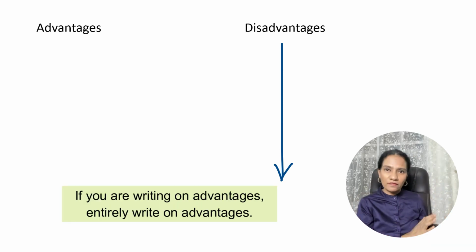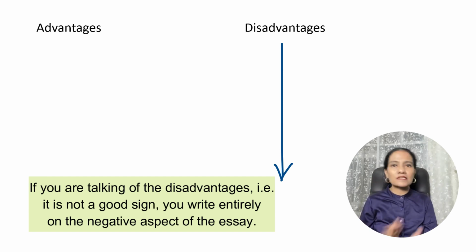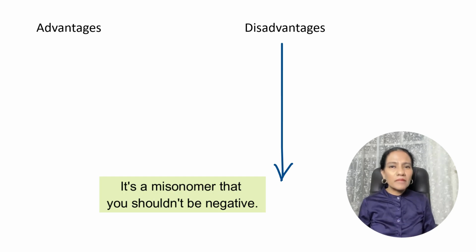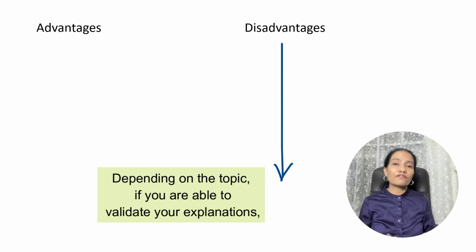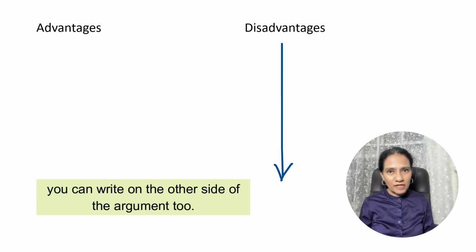So if you're writing on advantages, entirely write on advantages. If you're talking of the disadvantages, that it's not a good sign, you write entirely on the negative aspect of the essay. It's a misnomer that you shouldn't be negative. Depending on the topic, if you are able to validate your explanations, you can write on the other side of the argument too.